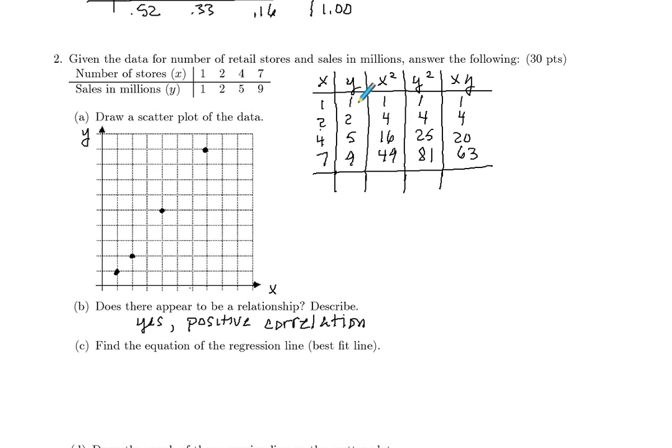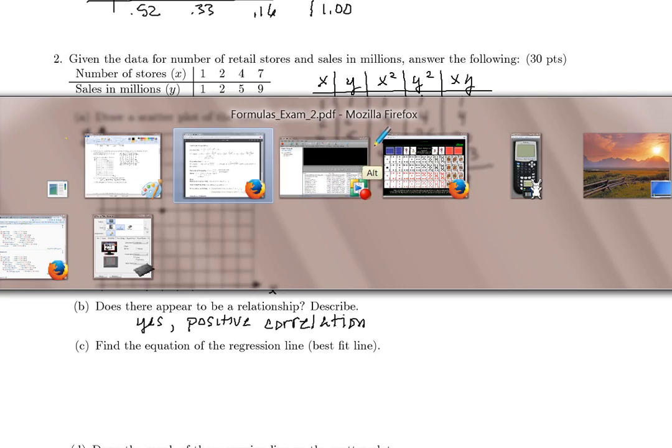And if you add these on the calculator, you get 14, 17, 70, 111, and 88. Okay, and you should double check these. In fact, why don't we go ahead and do that real quick.